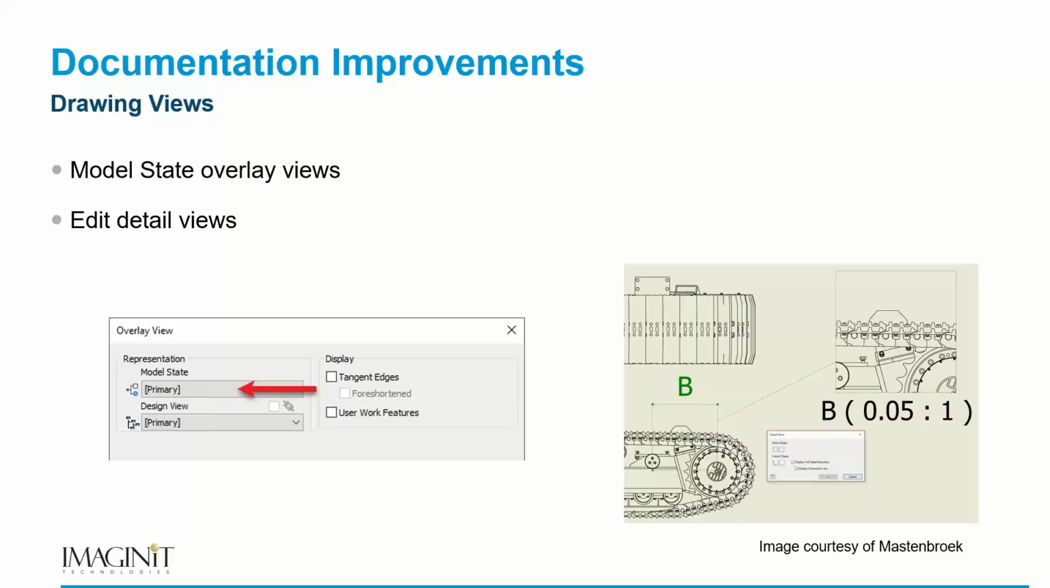In the last release, we had this new idea of model states. One of the first things I did was create a model state, and then I wanted to go in and do an overlay. I thought, what if I have model state A and model state B?